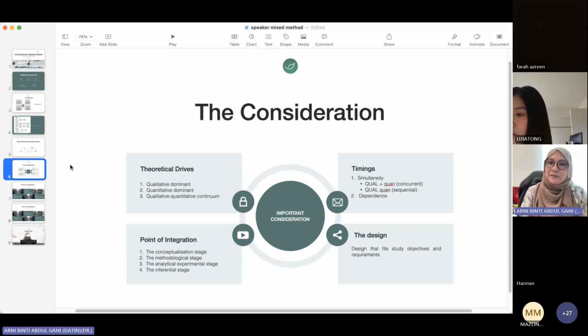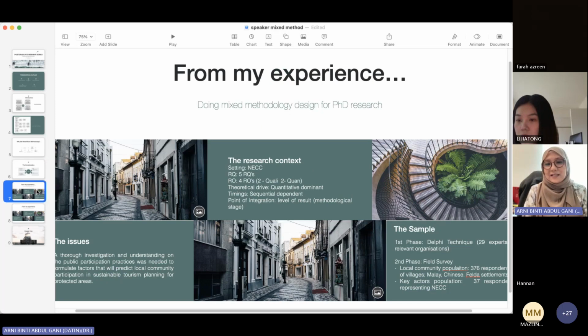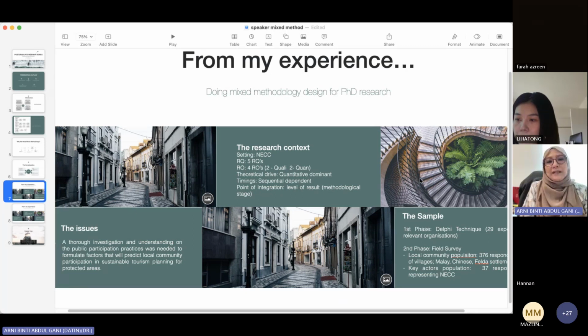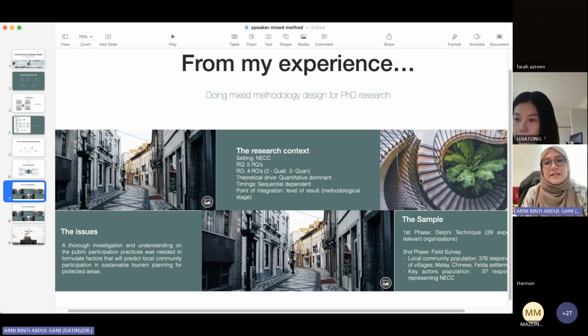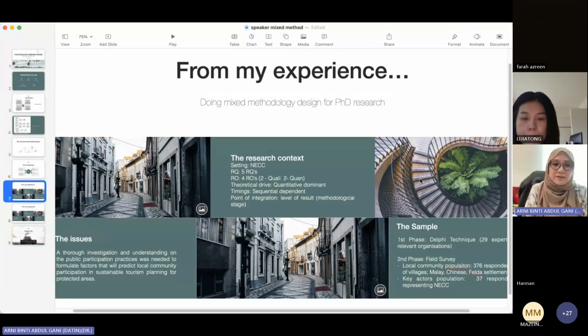Okay, enough about the theory. Let me share about what I did. I think this is much more relatable because now you are students, and I was a student at one point of time. So this is what I did, from my own experience doing a mixed methodology design for a PhD research. I did my research some time ago.